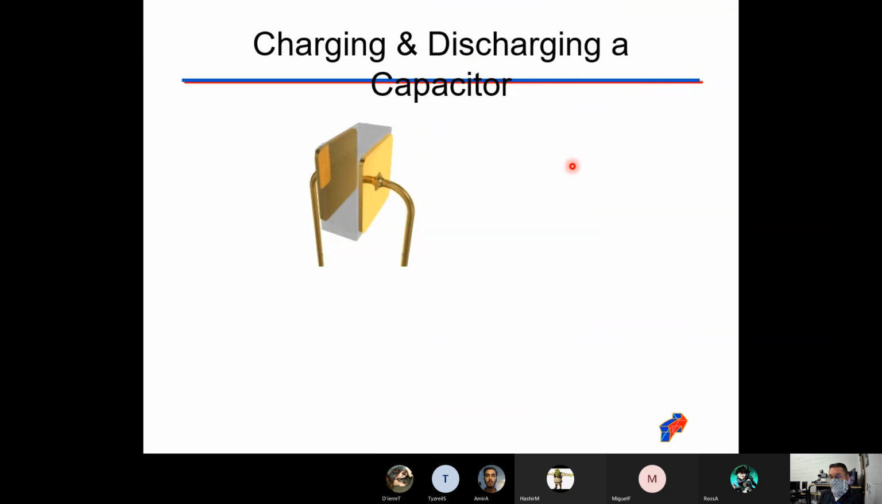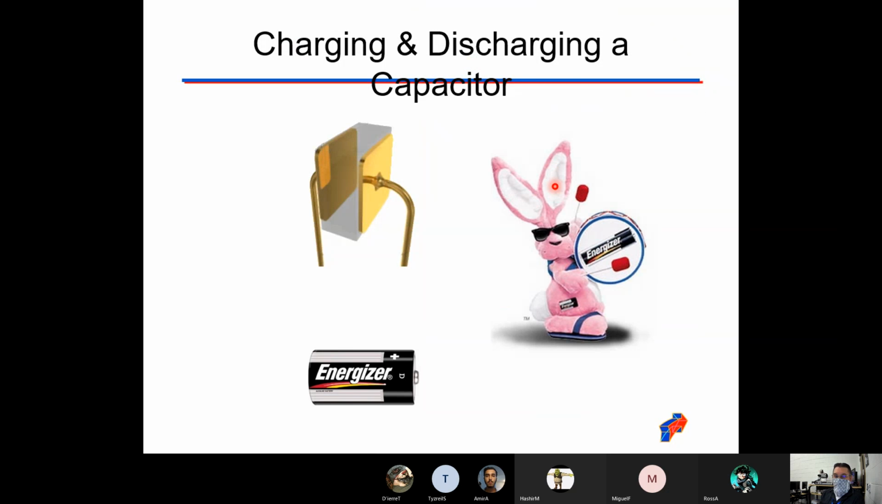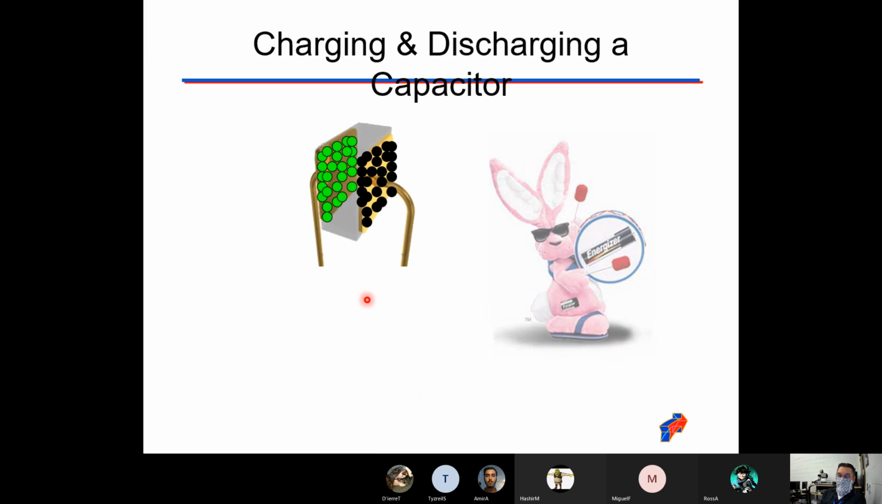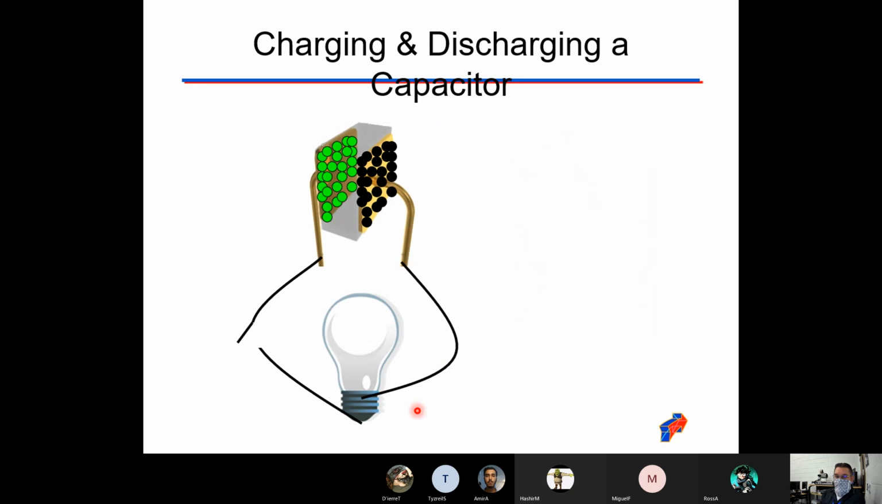So charging and discharging the capacitor, the way it would work, basically you would hook up a battery to the capacitor, and that will charge up your capacitor. So then all your electrons will sit here, and you'll have all your holes sitting here waiting. And then to discharge, you would connect it to a load of some sort, and all the electrons would go across. Okay? And that's how it works. That's how you would discharge.